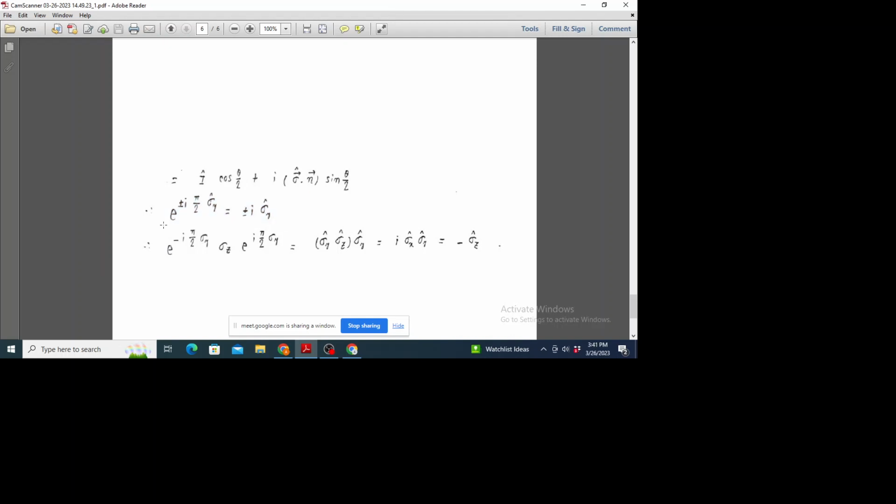Now we just have to multiply these three operators. Of course, this is nothing but sigma y, sigma z, sigma y. Now again use the properties of the Pauli matrices, like sigma y sigma z is equal to i sigma x. Now finally multiply i sigma x sigma y, and you will get minus sigma z. So this is the final result.